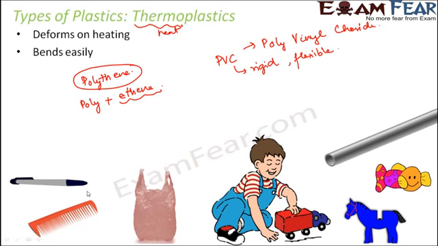You see so many different objects made of thermoplastics like combs, pens, especially the toys of children, they are all made up of thermoplastic. If you actually try to heat them, they will show some sort of deformation.